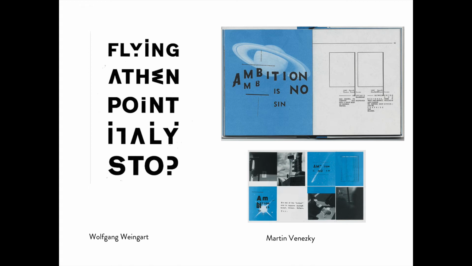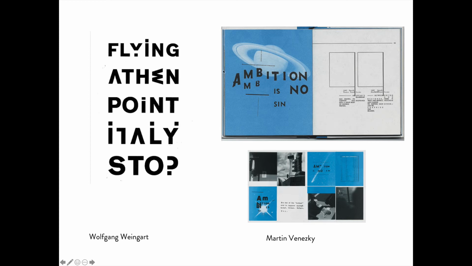On the right, we're looking at Martin Venezky. This is a catalog for the Appetite of Engineers. It was a promotion for his design firm. We can see that he is deconstructing words into parts to have a playful and experimental interaction. In this particular page in the catalog, we can see he spells out ambition is no sin. And we can see this reoccurring throughout the book if we look at the bottom here.